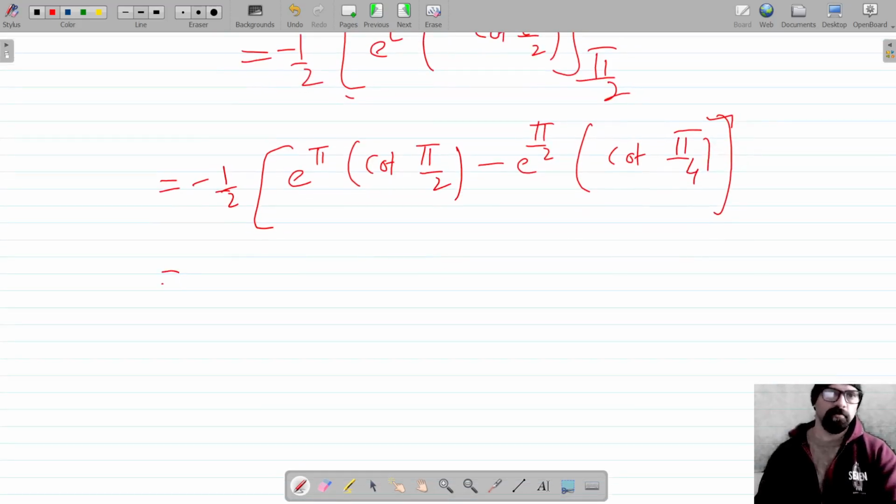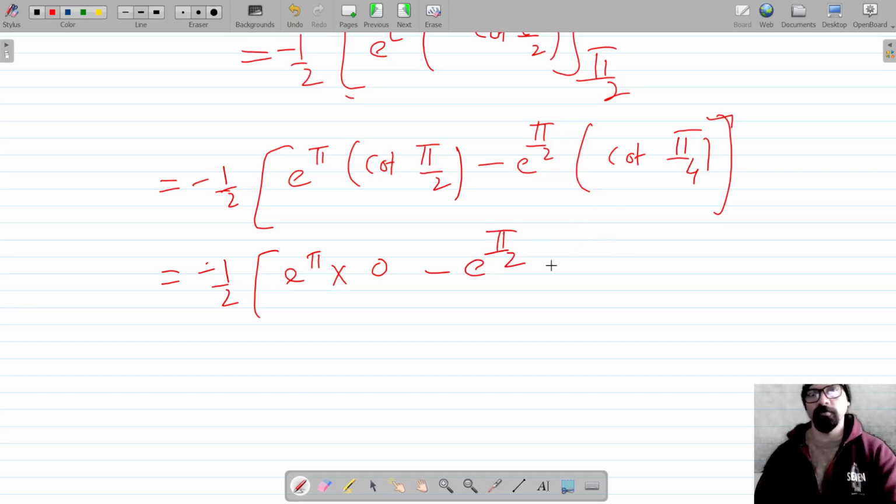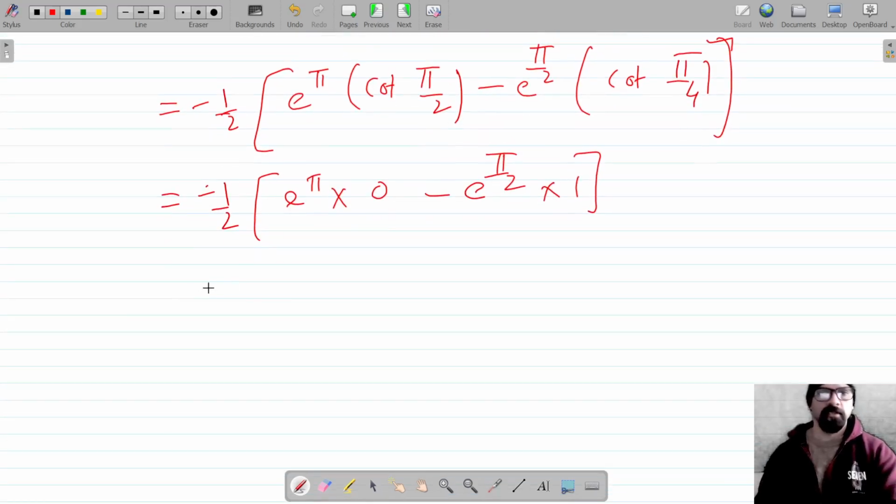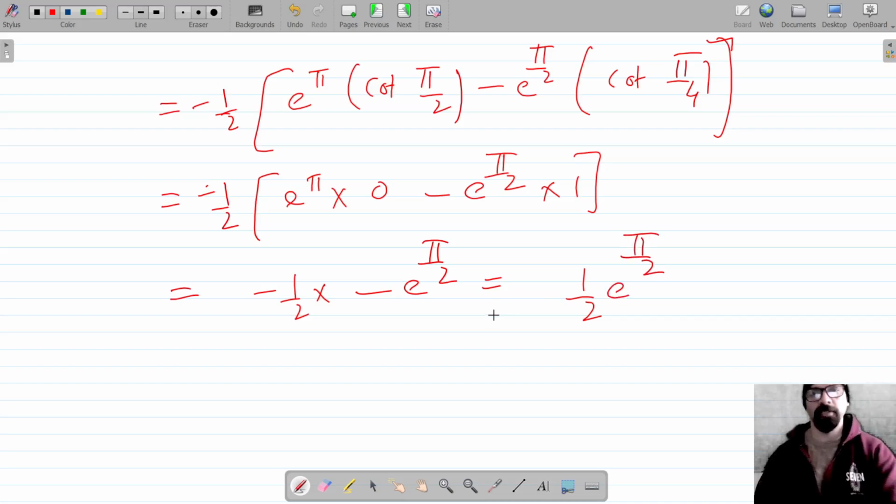So negative half into e raised power pi times cot pi by 2, which is 0, minus e raised power pi by 2, and cot pi by 4 is 1. And this is now negative half into negative e raised power pi by 2, which becomes half into e raised power pi by 2. So our answer is half into e raised power pi by 2. This is our integration.